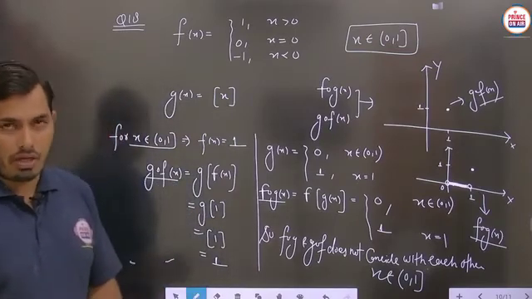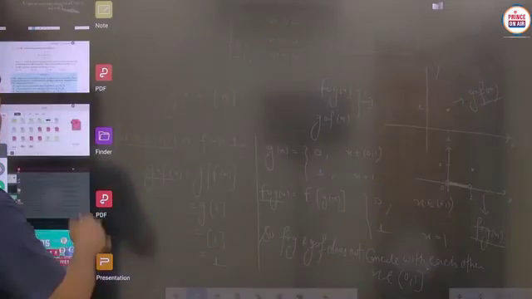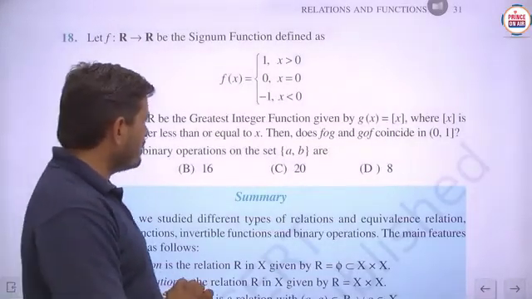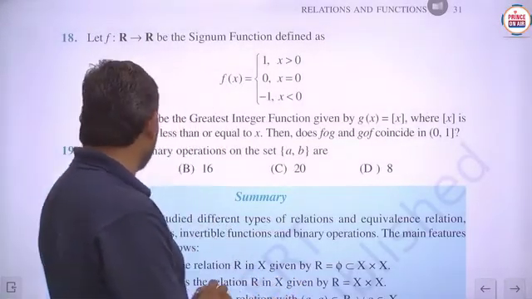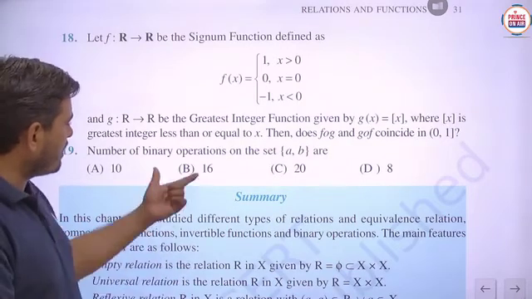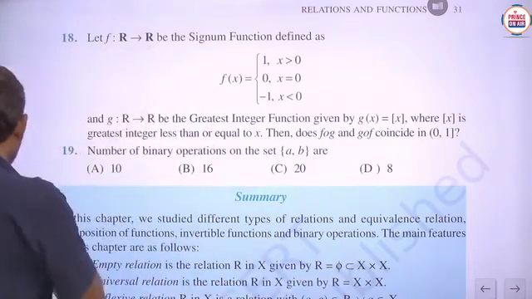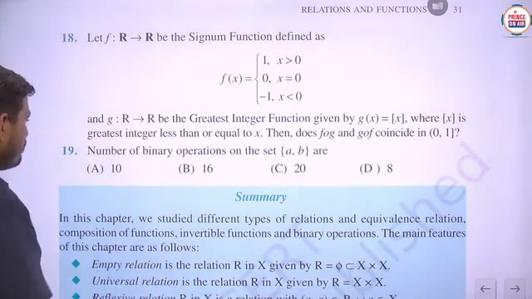Now students, the next question we are taking is question number 19. In this question number 19, again, the number of binary operations on the set {A, B}. This question will be related to binary operations, but I will just tell the answer of this part. So what should be the answer?